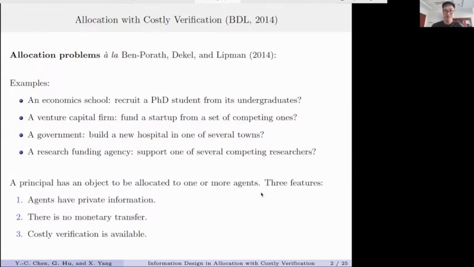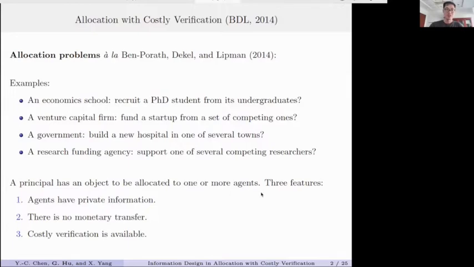And the second feature, there's no monetary transfer. So we cannot bid for a research funding like in an auction. This is quite different from the standard literature of mechanism design with transfer. And the third feature is that costly verification is available. So the principal can pay a cost to learn the private information of the agents. So that's why it's called allocation with costly verification, and by the way, without monetary transfer.